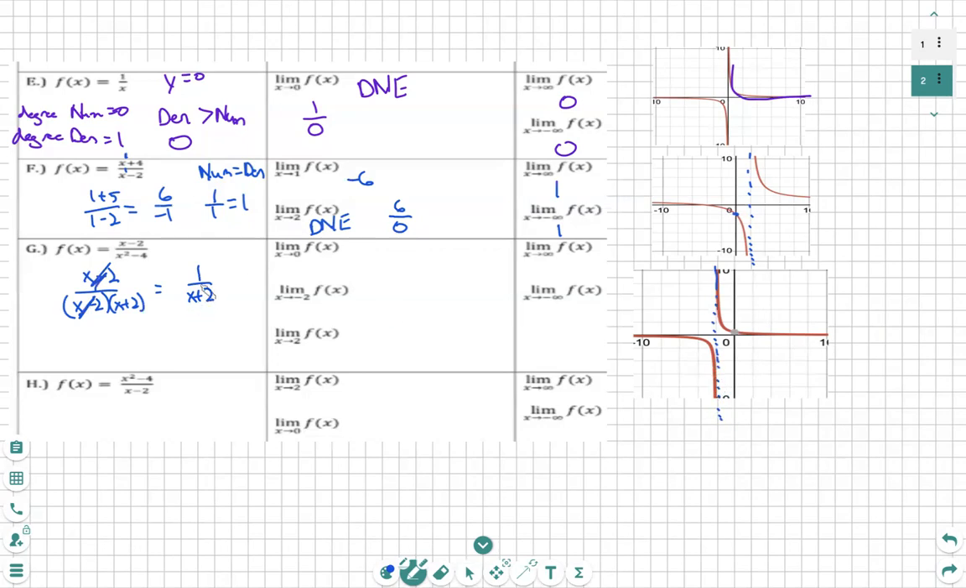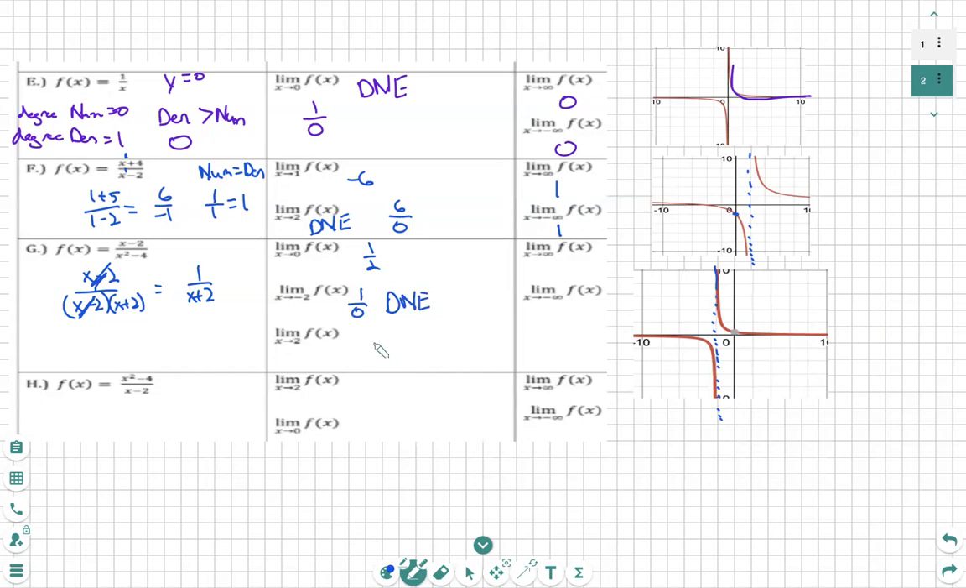Plug in 0 after canceling. We have 1 over 2. Plug in negative 2. We have 1 over 0. We have an issue. We check our graph. We see the positive and negative limits, because the limit from the right is positive infinity and the one from the left is negative infinity. So the limit does not exist.